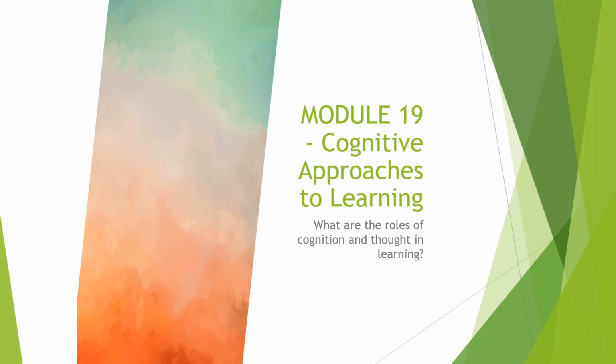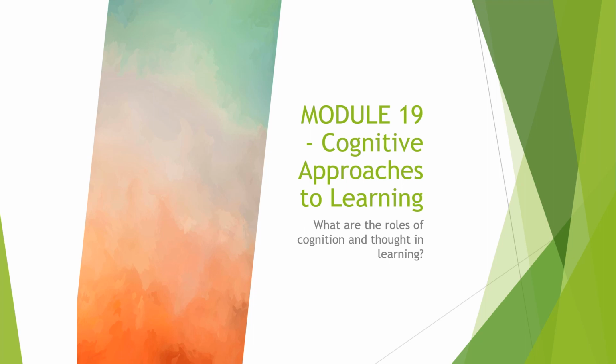All right, this is the last module for the chapter that we are on, which is chapter 6. I have to go back and look and see what chapter I was on. I feel like we've been on this chapter for a while. But this is module 19, and it is the cognitive approaches to learning.